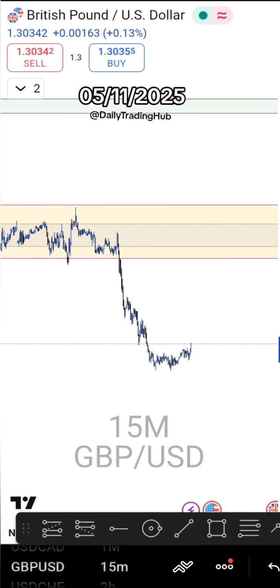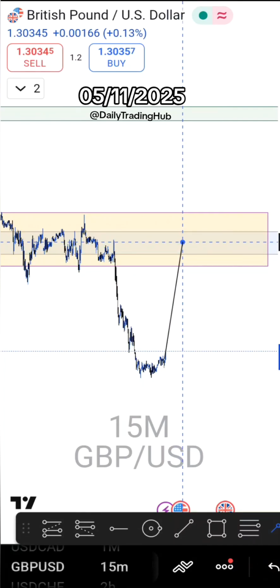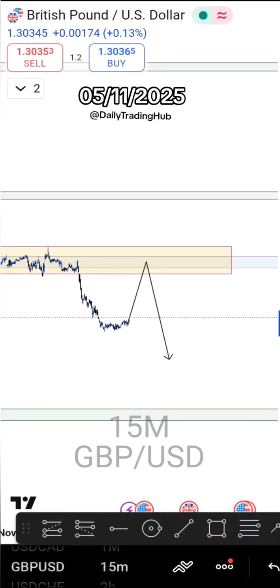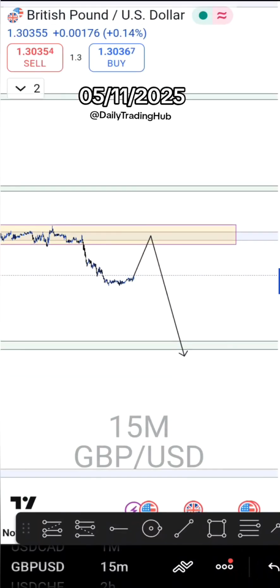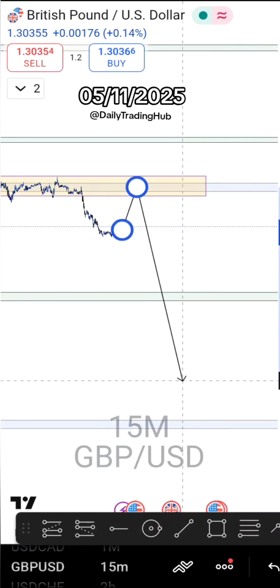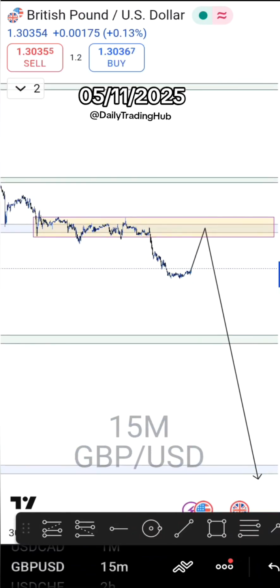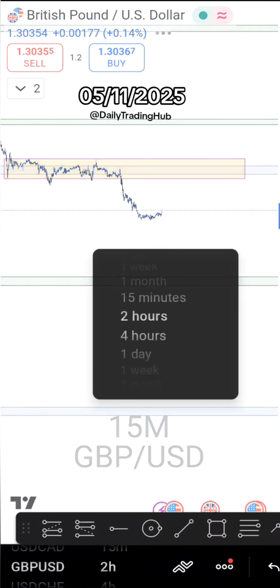Remember, our entry confirmation anytime price gets to our point of interest, the area where we are interested in taking the trade, we want to be looking at our confirmation, which is a bearish engulfing candle, a bearish pin bar, or even a possible evening star around this level. So this is a solid sell setup I'm looking for on GBPUSD.